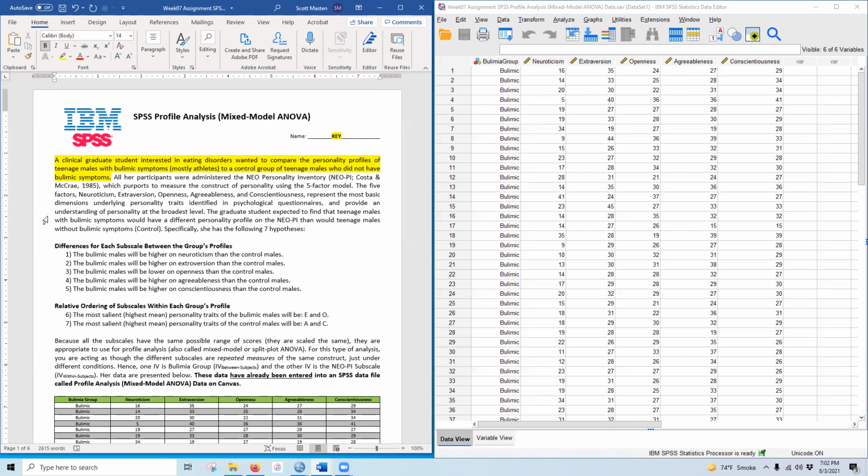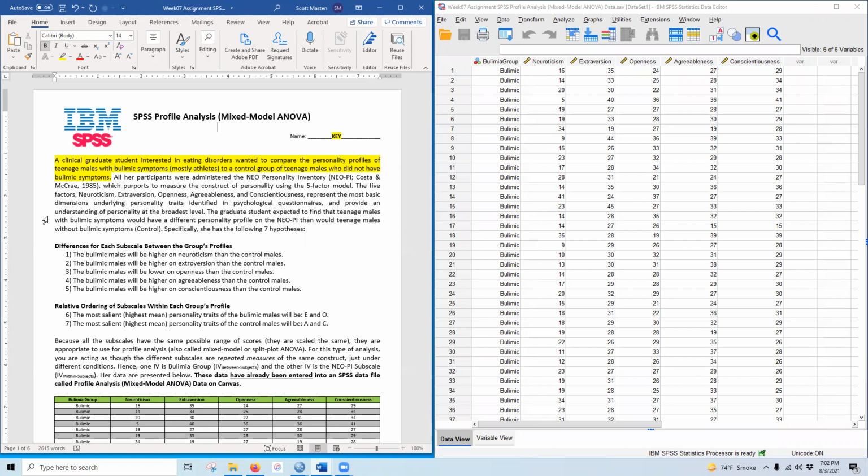And this person had the following 7 hypotheses about how bulimic and non-bulimic teenage males would differ. First of all, 1 through 5: bulimic males would be higher on neuroticism, extroversion, agreeableness, and conscientiousness, but lower on openness. That is how they thought the between groups variables would play out for each of the subscales.